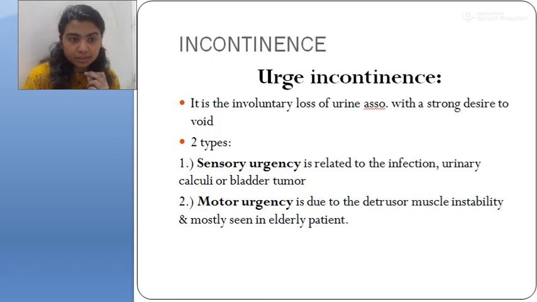Urge incontinence. There are three types of incontinence. First will be urge incontinence. In urge incontinence, it is an involuntary loss of urine associated with a strong desire to void. In that there are two types. First will be sensory urgency, which is related to infection, urinary calculi, or bladder tumor. Second will be motor urgency, which is due to detrusor muscle instability, and it is mostly seen in the elderly group of patients.